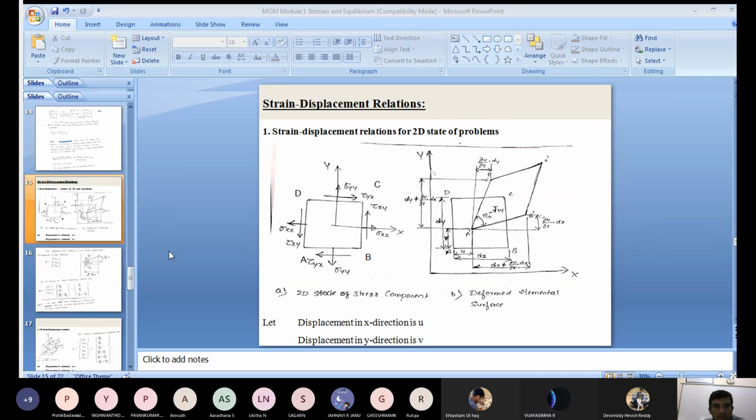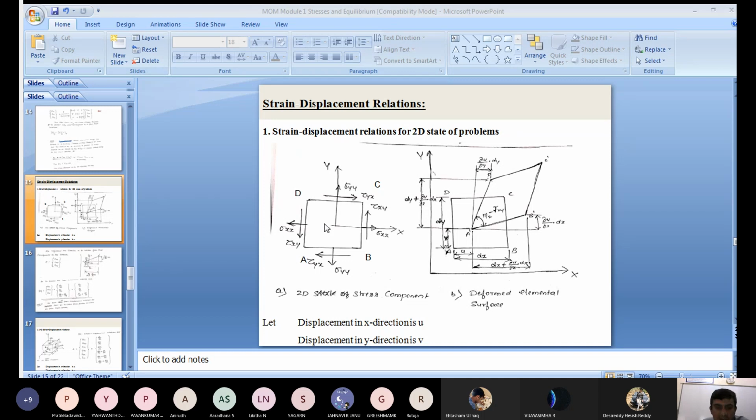Yes, sir. We consider a square element, a two-dimensional stress component. In two dimensions, how many axes are there? Only two axes, x-axis and y-axis. Now, BC is the positive x-plane, AD is the negative x-plane. Right? On the positive x-plane, what are the stresses acting here?